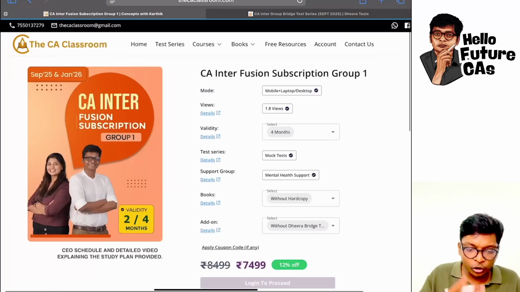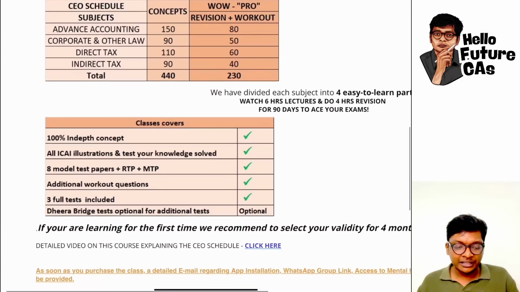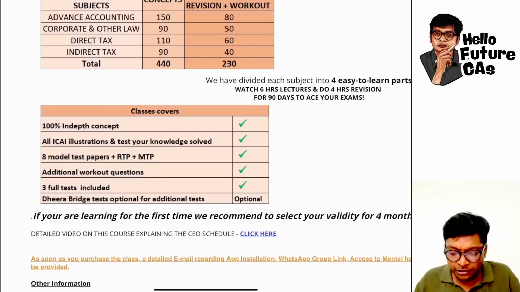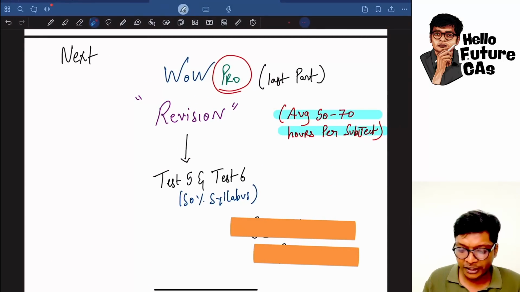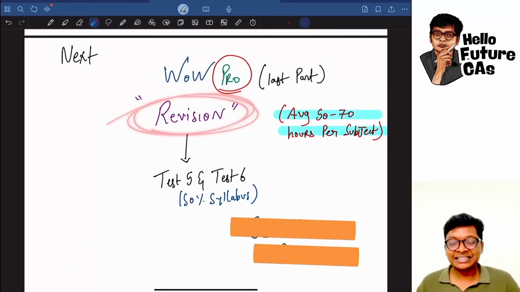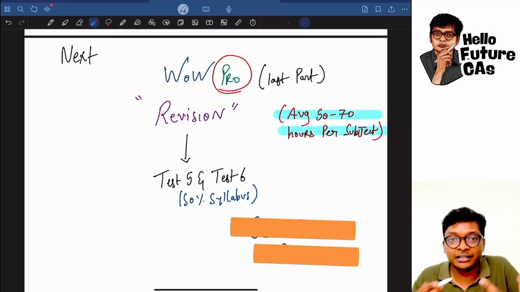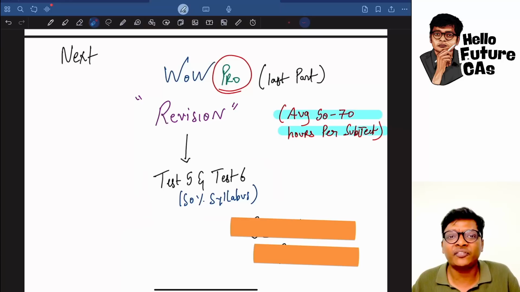Sir, exactly what you will be doing over here, sir? Very simple. If I just go to our website and if I come here, look at this. What will Wow Pro cover, guys? It basically covers all your 8 model test papers, additional workout questions. It has all those extra stuff that is covered over here. So basically what you will be doing over here, a revision is done for you, which you can watch the classes on optional basis if you want that revision. And then you write test 5 and 6.